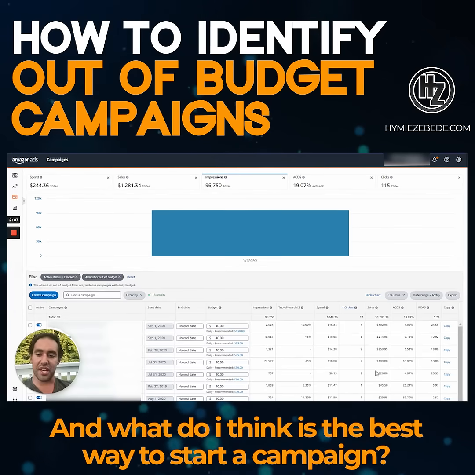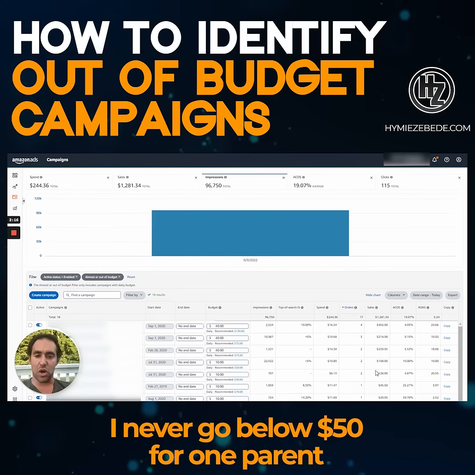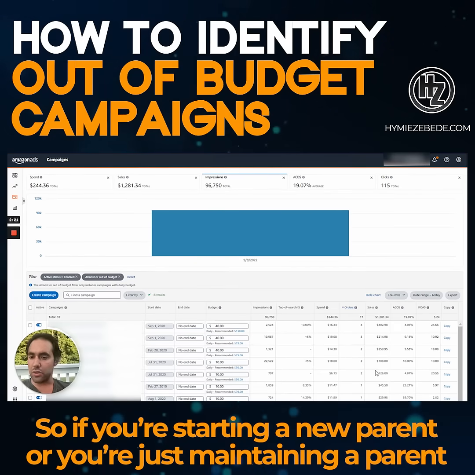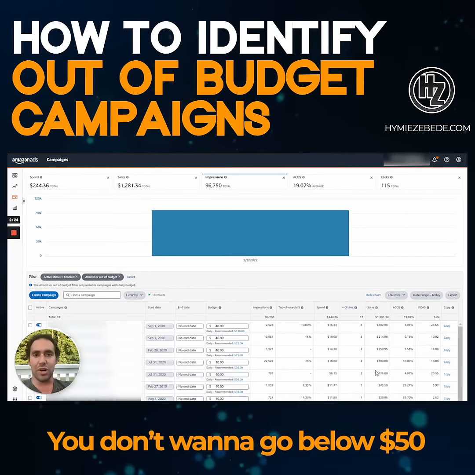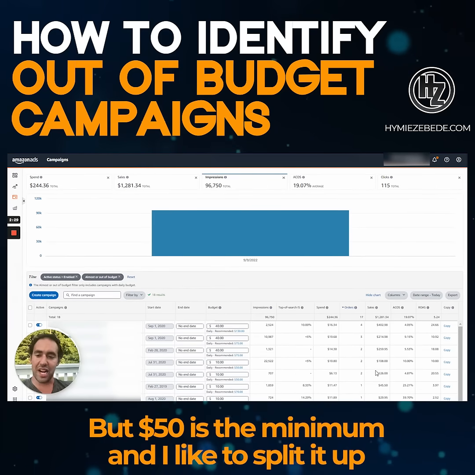And what do I think is the best way to start a campaign? What's the best budget? It really depends, but basic rule, I never go below $50 for one parent. So if you're starting a new parent or you're just maintaining a parent, you do not want to go below $50. And of course, you could spend thousands of dollars a day, but $50 is the minimum, and I like to split it up.